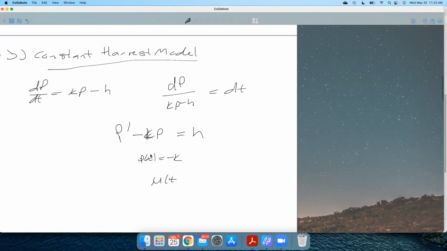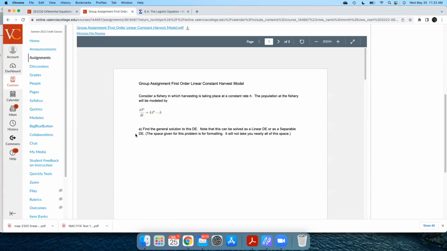I could find my integrating factor. Mu of t, that's a t. There are no x's here, that's a t. Mu of t would be e to the antiderivative of negative k dt. Okay, and again, I'm not going to do the whole thing for you. You got a couple of different ways you could solve it. So solve it.